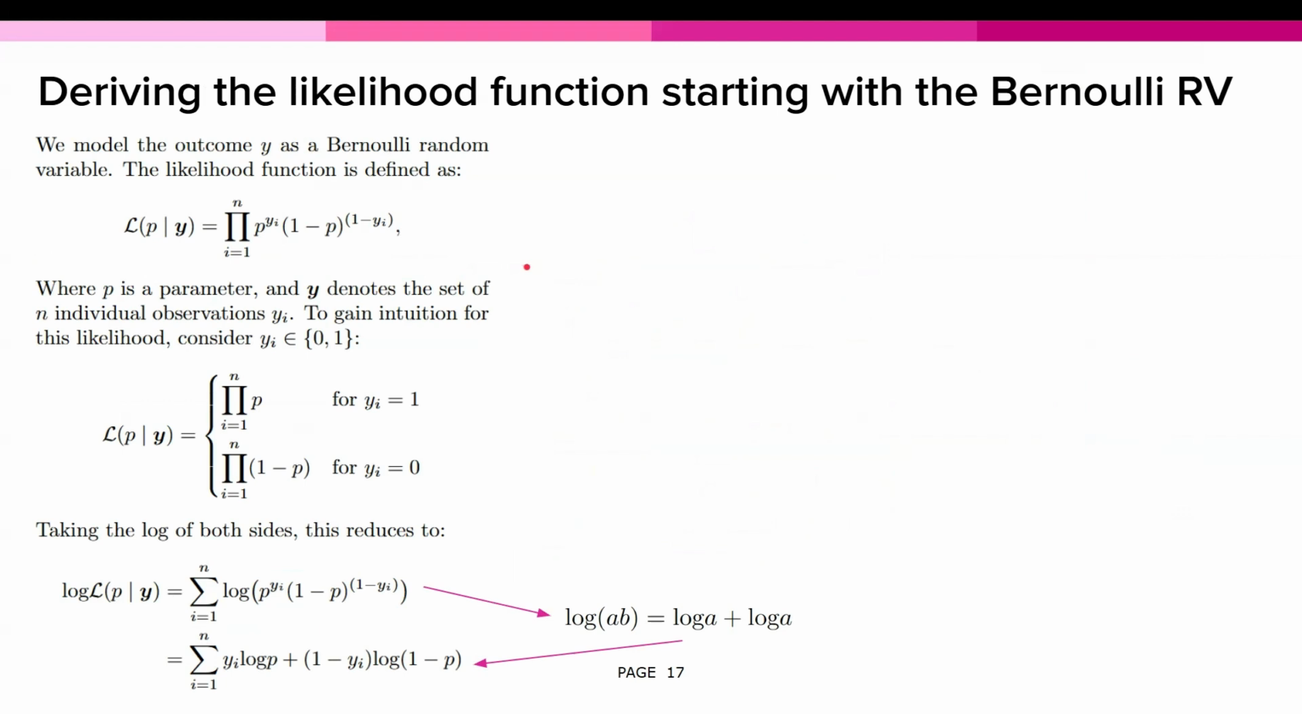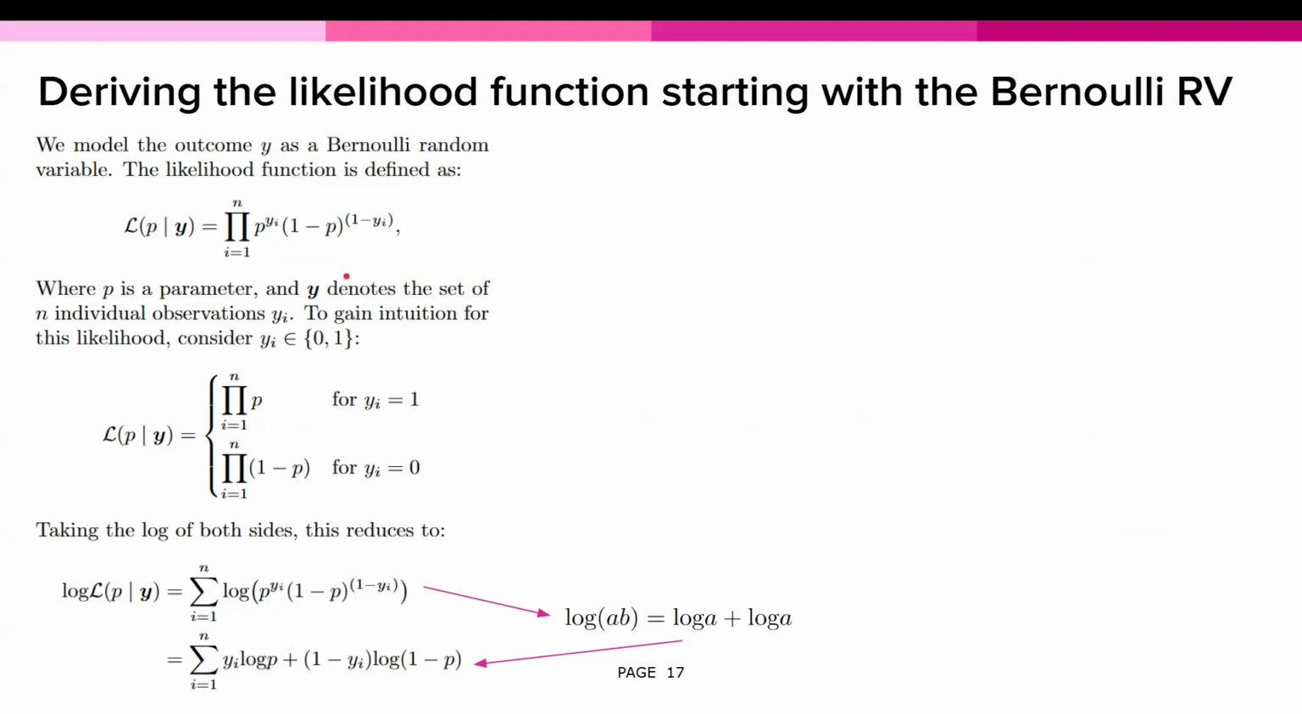For the Bernoulli random variable, the likelihood function of its parameter p, given a set of n observations y, is given by this equation here, where I'm using bold y to denote the entire set of outcomes. And so assuming the outcomes are independent, the likelihood of p given the data is the joint probability of independent outcomes in the data set. So we compute this by multiplying together their individual probabilities.